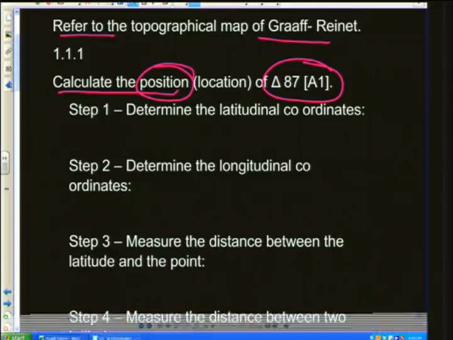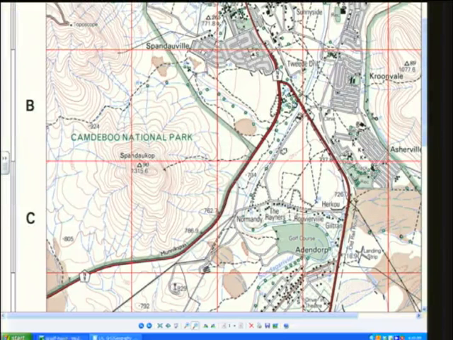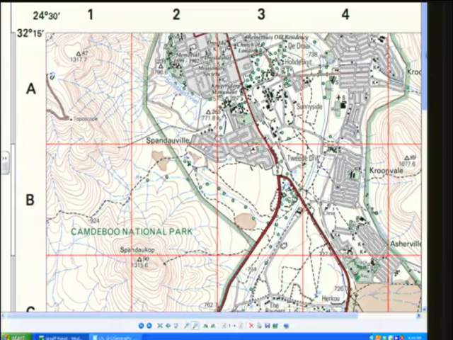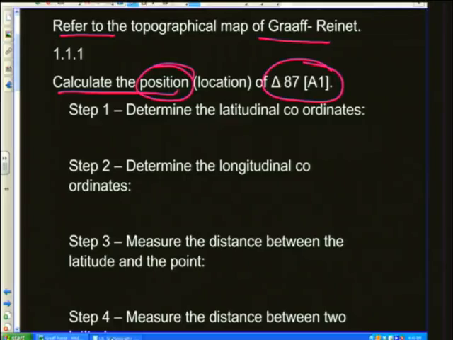And for this example, we're going back to Graaff-Reinet. And let's go up here. And there's block A1. Note the position of trig beacon 87 in block A1. This is the full map. We've managed to extract this map. But what I want you to note is we're using the same degrees and minutes. So let's go back to the question and look at the map.